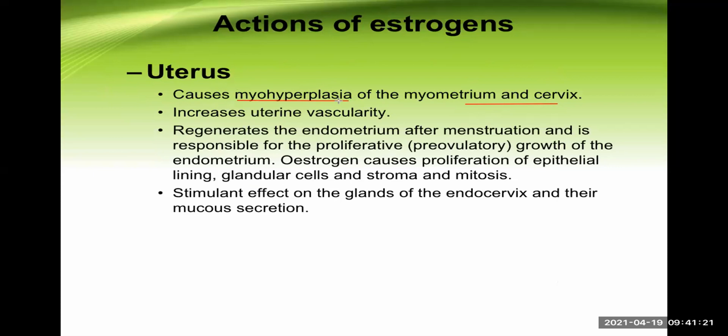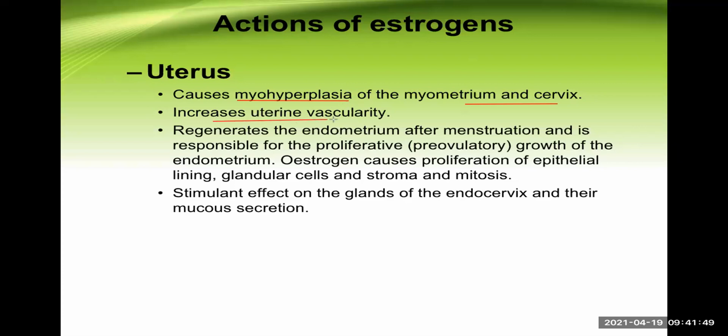So hyperplasia. What is hyperplasia, by the way? What do you mean by that? Increase in number of cells. Excellent. Increase in number of cells is called hyperplasia. Increase in size of the cell is called hypertrophy. Very basic term. So every student knows that. So increase in the number of muscle fibers is also done by estrogen.